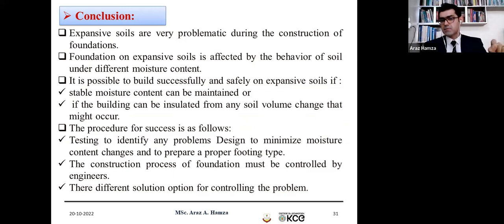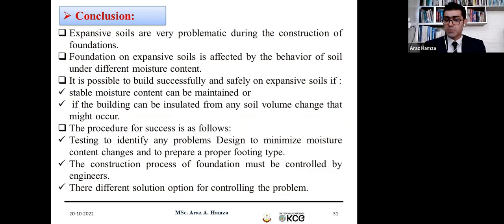If there is expansive soil, you need to care about it. That's the whole idea. The construction process of the foundation must be controlled by the engineers. This is another technique, another key to success for your project. It's not enough to say, I have a good plan and a good design. No, you should have a good construction process as well, because the paper is not enough. The process on the side is important.